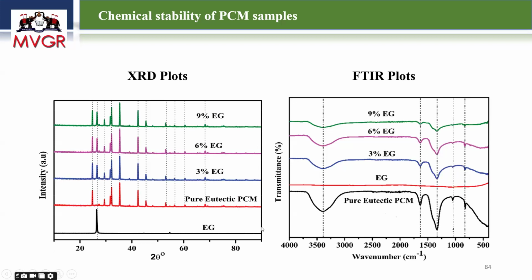So similarly, functional groups also we can check. This is the functional groups of the pure PCM, and this is the functional groups of the expanded graphite. This is only pure carbon, so that's why it doesn't have any functional groups. If you mix this phase change material with the expanded graphite, the functional groups of the PCM are not disturbed. They still remain the same. So from these plots, we can confirm that these composites are chemically stable.